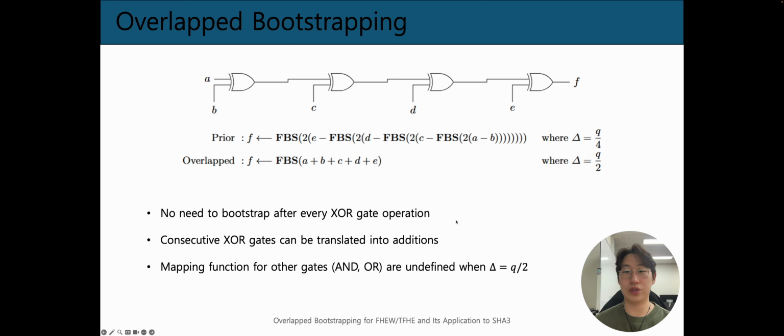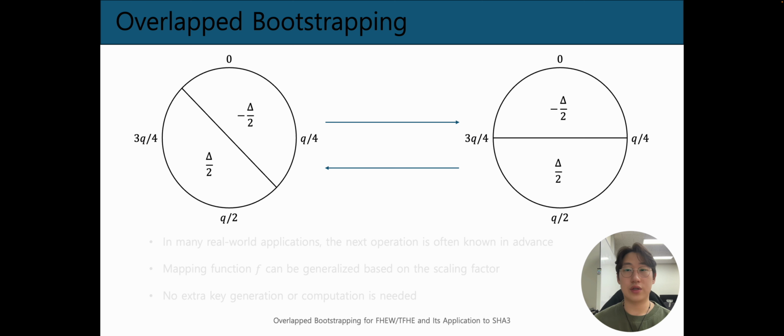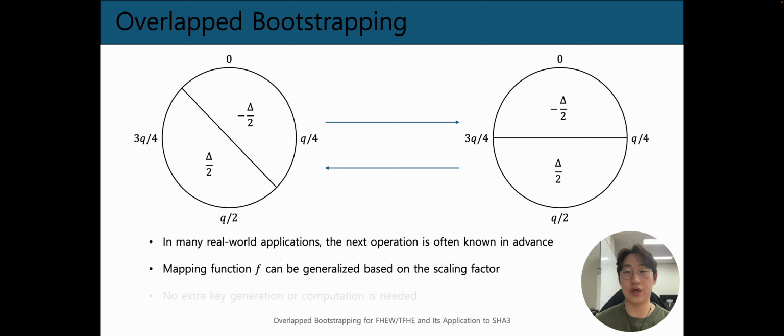However, this approach is only compatible with certain gates. Gates like AND and OR cannot define the mapping function f correctly when the scaling factor is Q/2. Fortunately, in many real-world applications, predicting the next operation is not challenging. This means that if we know the next gate operation in advance, we can adjust the scaling factor dynamically by generalizing the mapping function f in terms of the scaling factor.